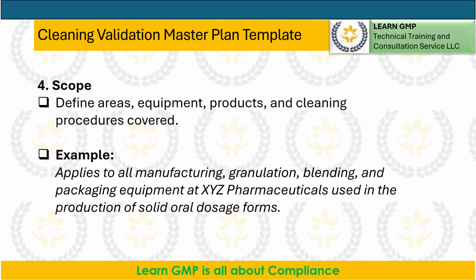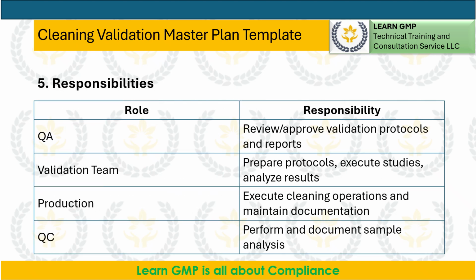Example: Applies to all manufacturing, granulation, blending, and packaging equipment at XYZ Pharmaceuticals used in the production of solid oral dosage forms. 5. Responsibilities. QA: review and approve validation protocols and reports. Validation team: prepare protocols, execute studies, analyze results. Production: execute cleaning operations and maintain documentation. QC: perform and document sample analysis.